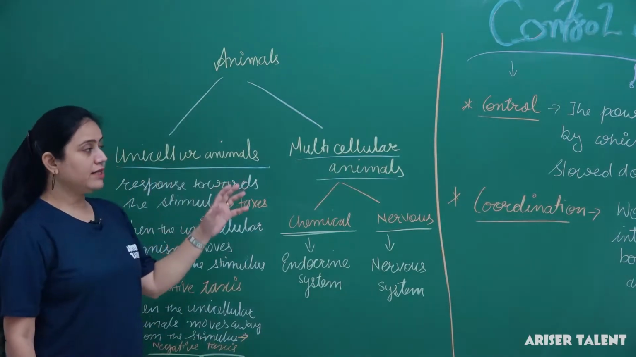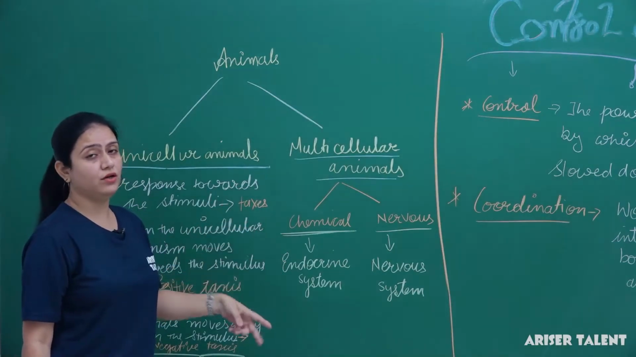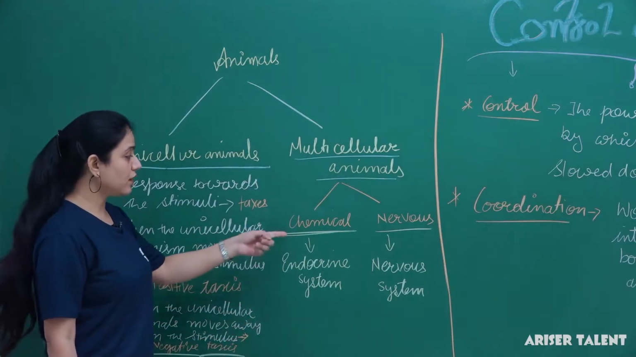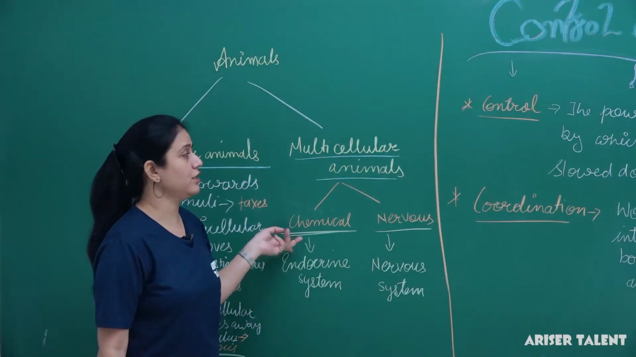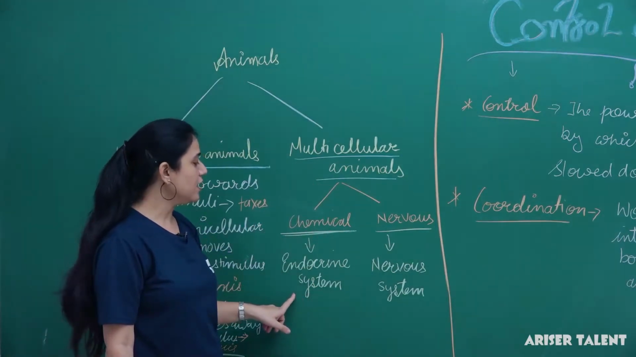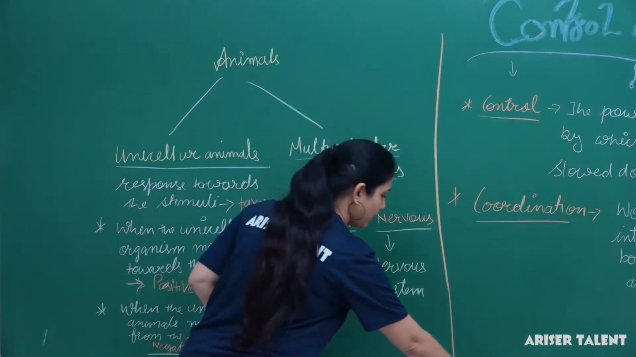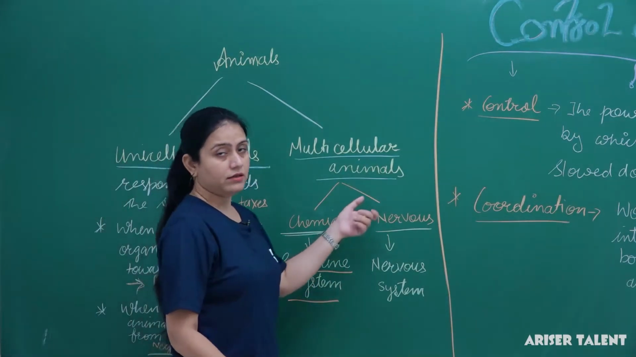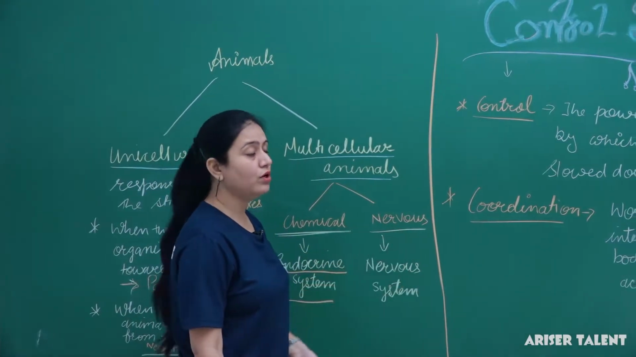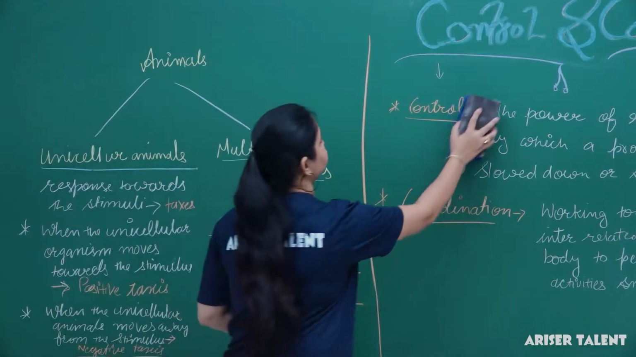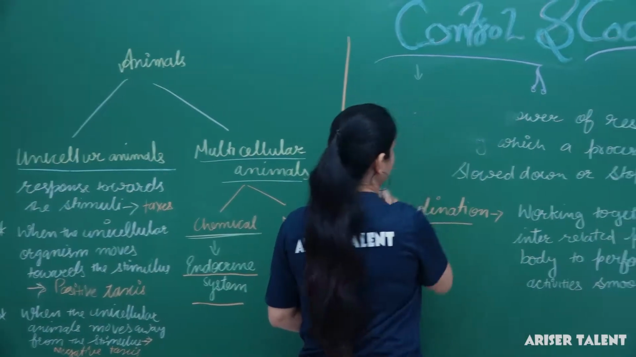Now multicellular animals show both kinds of control and coordination, one chemical and another nervous. Chemical control and coordination in multicellular animals is known as endocrine system. Okay, this is known as endocrine system, and when they show nervous control, then it is known as nervous system. What are they? Let me explain you.